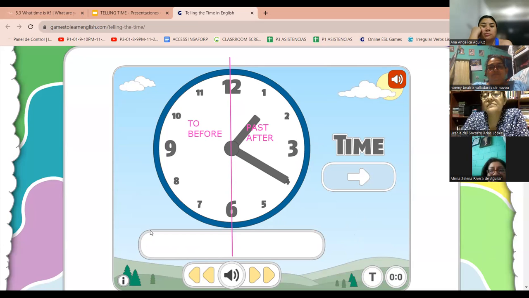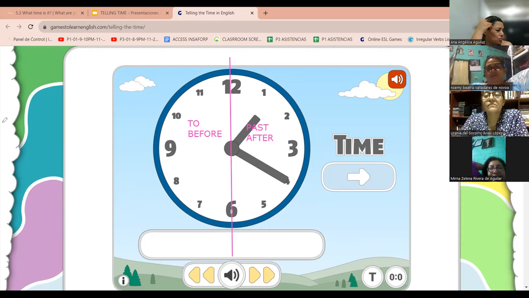Sería to. Past. Ah, ¿cuál tengo aquí? Aquí está mi minuto. ¿Es to o es past? ¿Aquí tengo el to o el past? Past. Ajá, entonces, ¿qué hora sería, Mirna? Es 20 past 1. All right, good.